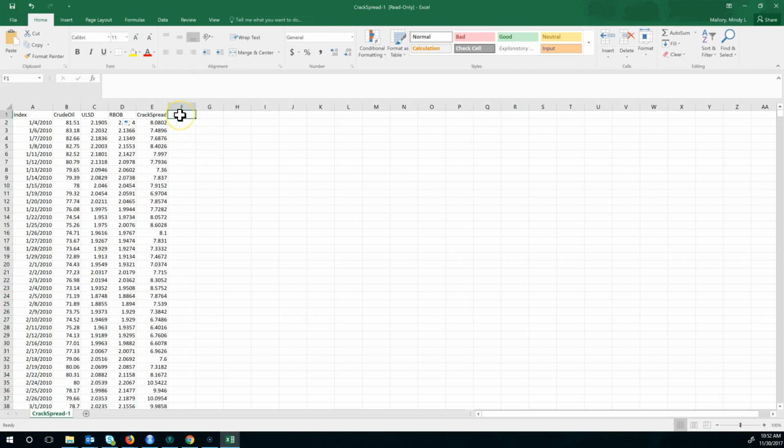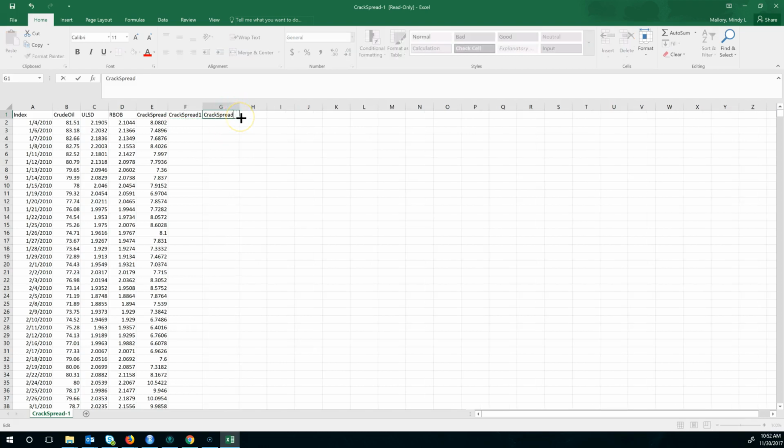Now I'm going to create my lagged crack spread variables. Oops, I better note that it's minus 1. I'm just going to put crack spread 1. And that will allow me to remember that it's 1 lag of the crack spread. And remember, we were using a model with 2 lags of the crack spread, so we'll do it twice.